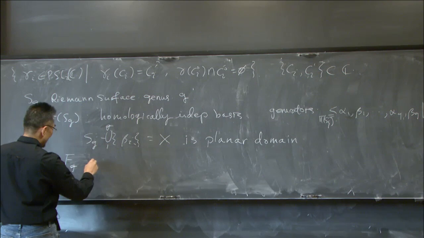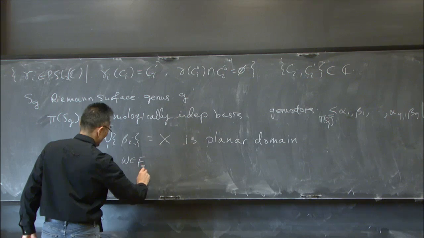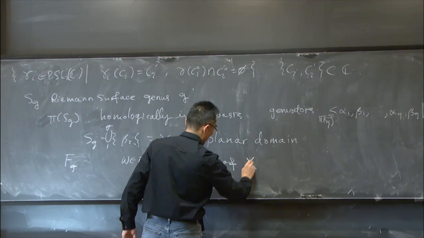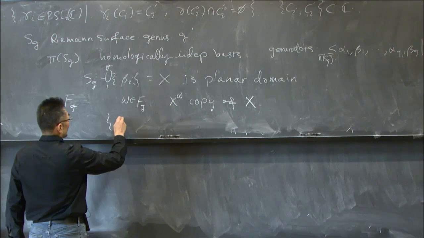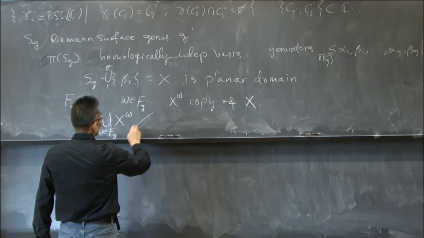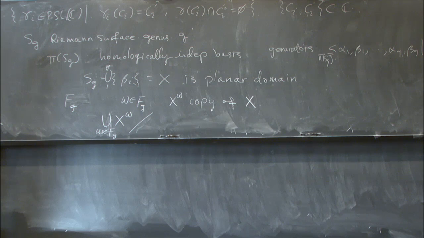So for each word in this free group, you take a copy of X, a copy of X, and then you consider all the collections, put that union, and then you glue them together. The way you're gonna glue them together is by words.